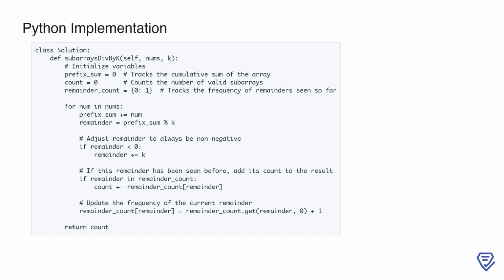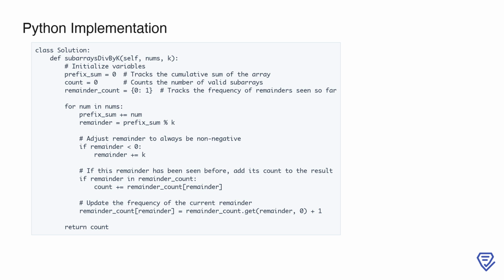5. Updating the hash map. We update the frequency of the current remainder in the remainder_count dictionary. If the remainder is not already in the dictionary, we add it with a frequency of 1. Otherwise, we increment its frequency. 6. Returning the result. After iterating through all the numbers, count contains the total number of subarrays whose sums are divisible by k, and we return it. This algorithm runs in O(n) time because we process each element of the array exactly once and perform constant time operations for each element. The space complexity is O(k) due to the hash map storing remainders, making it efficient for large inputs.